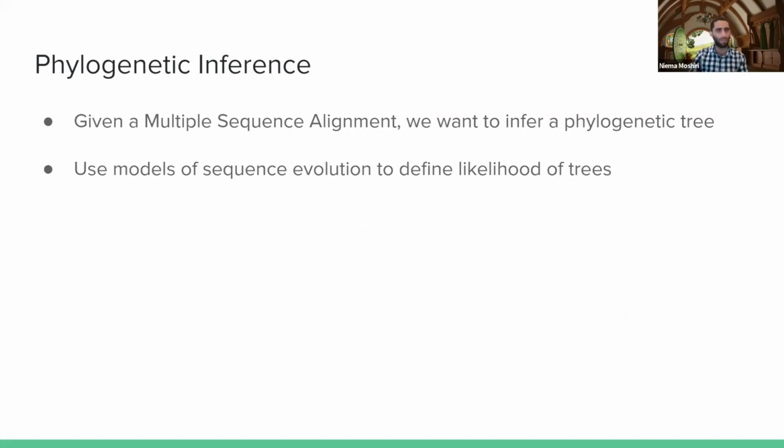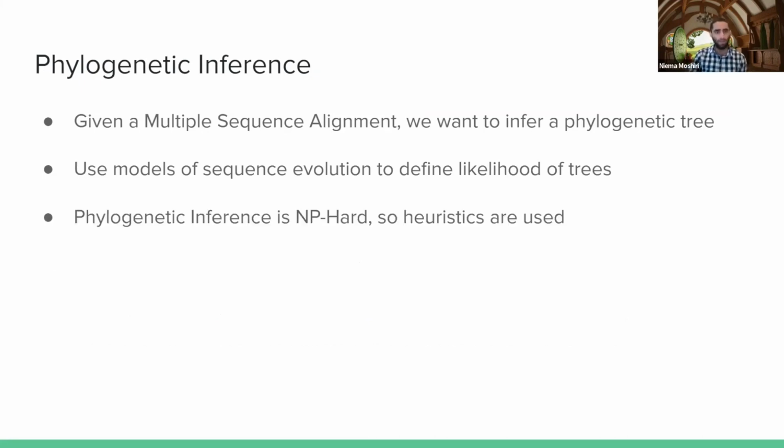There's a few different ways that I could use mathematical models to define some scoring function on different trees. But it turns out that determining an optimal phylogenetic tree from a given multiple sequence alignment is what's called NP hard. There's no efficient solution that exists yet. So to combat this, heuristics are typically used.